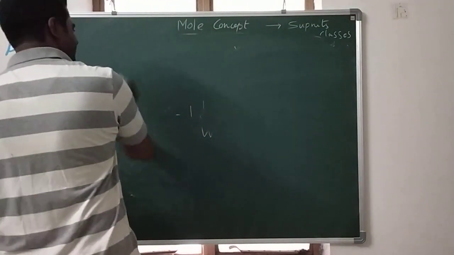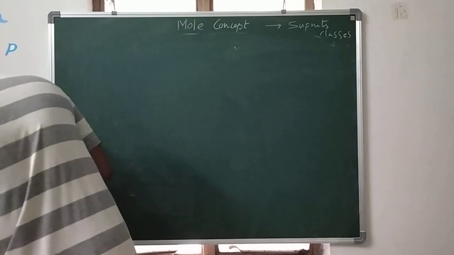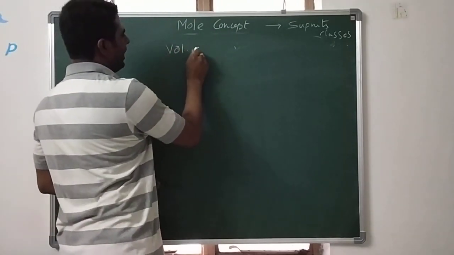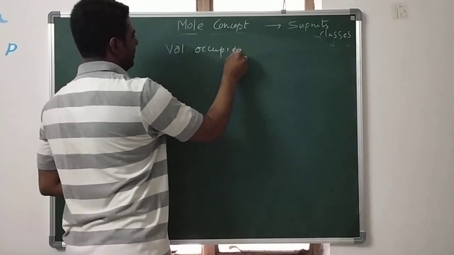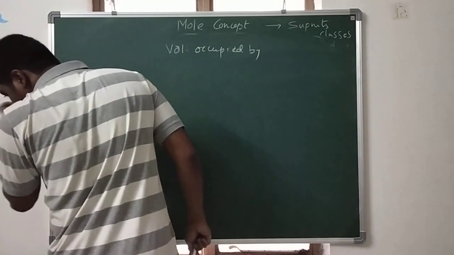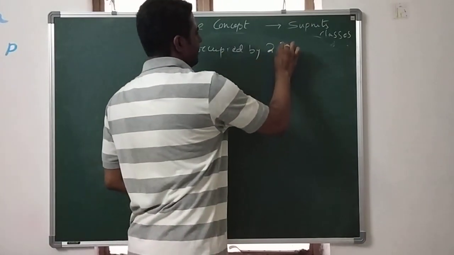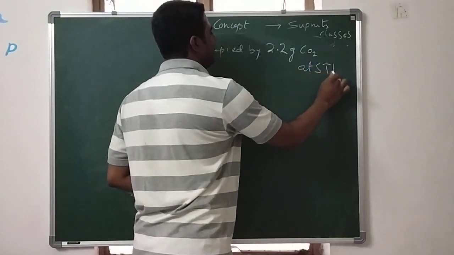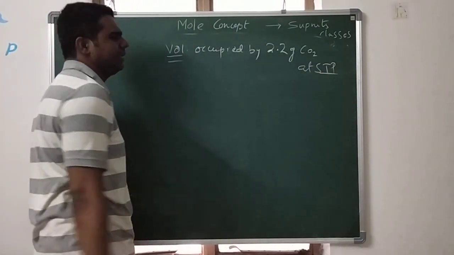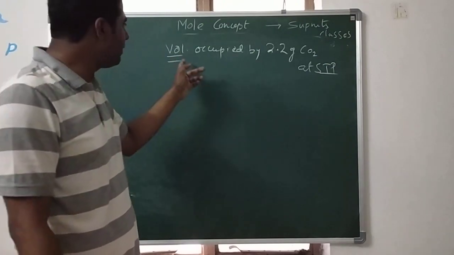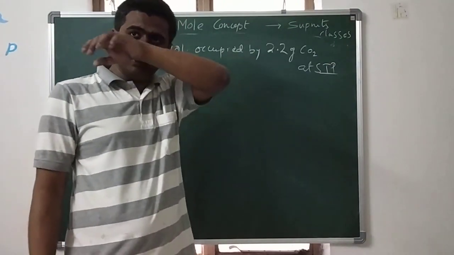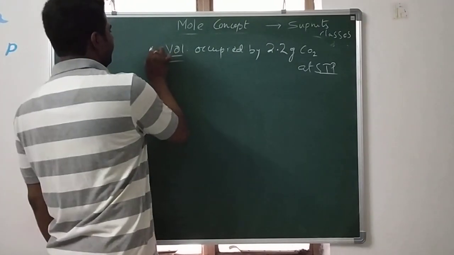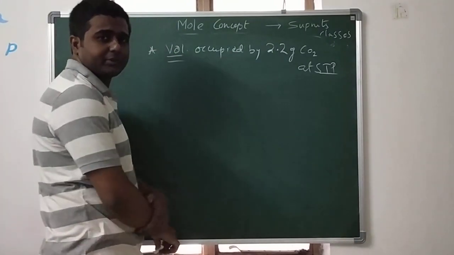Let's do more and more problems. Next is, okay, let us do this one. Volume occupied by 2.2 gram CO2 at STP. See, this STP is given because you have to calculate volume. Otherwise, STP wouldn't have been given. Even if it was not given, you can calculate by using the gas law. But okay, this is an easy problem. So how will you do it?